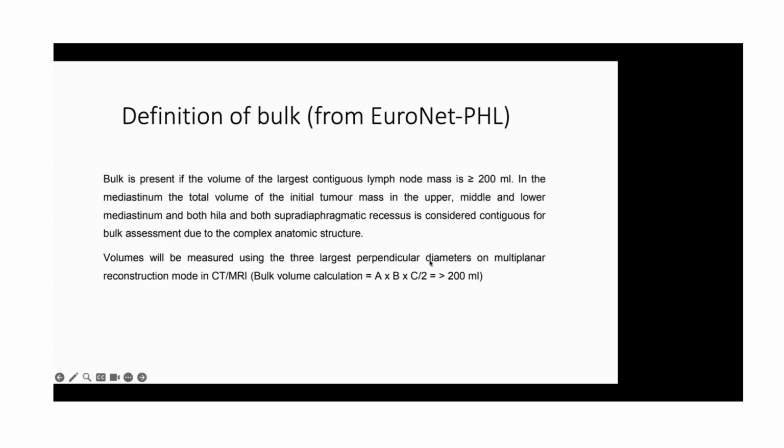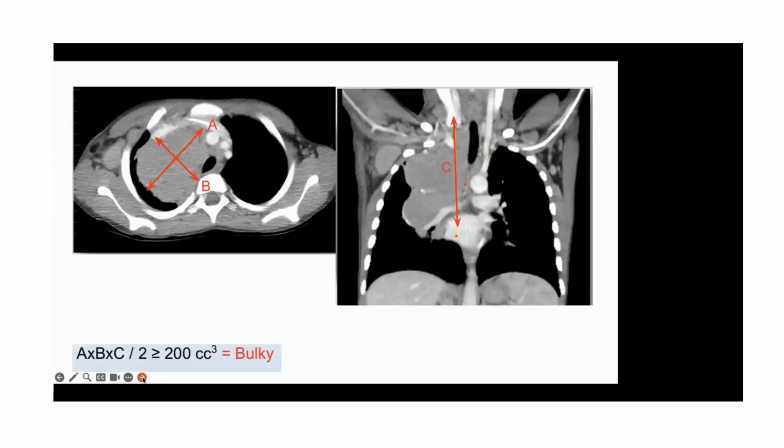So here there is another calculation for this, and we are using this for lymphomas to understand whether we are dealing with a bulky disease or not. Why is it important to understand whether it's bulky disease or not? Because the whole treatment and the staging is based on that. And here you see how it's measured. We have the three sizes: this is the A, B, and the C longitudinal size. And if it's more than 200, it's considered a bulky disease.